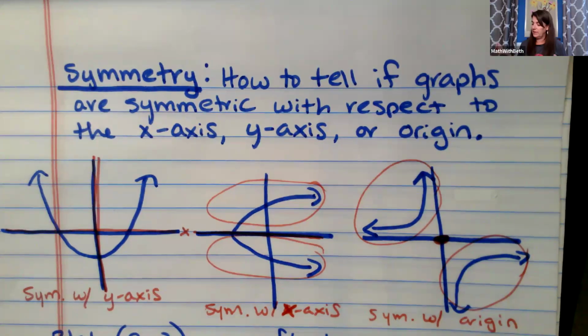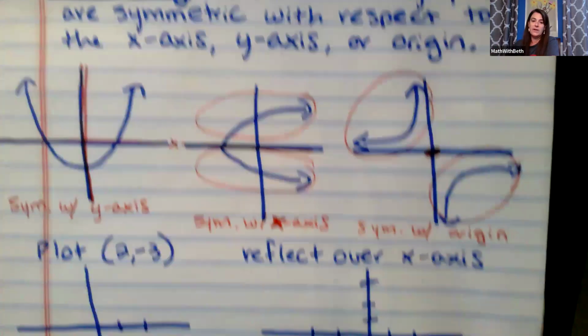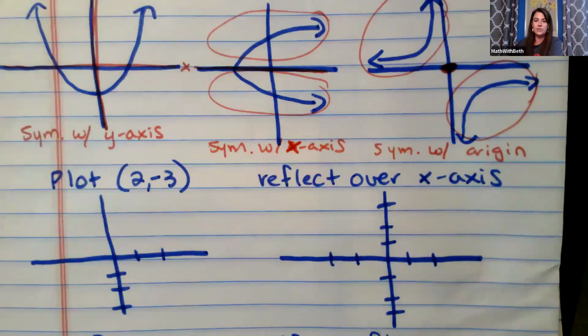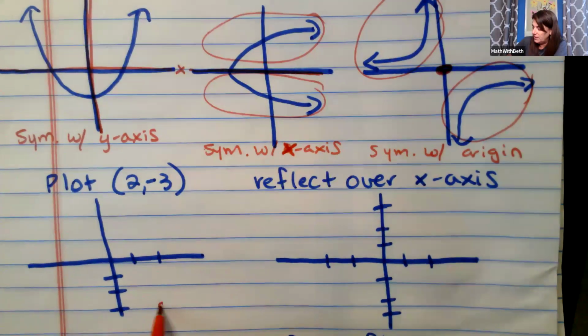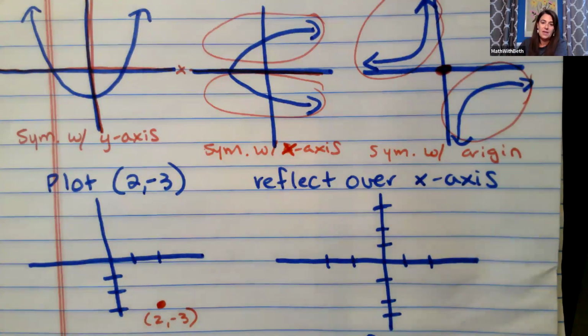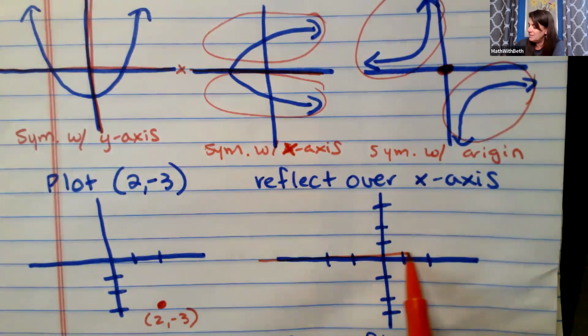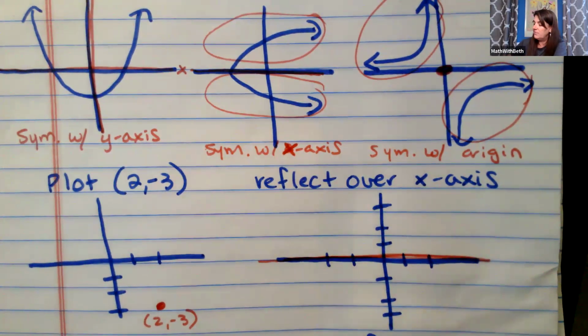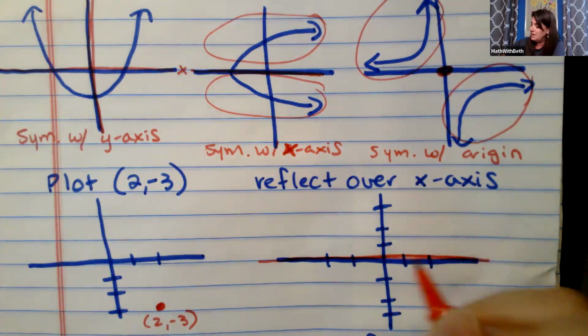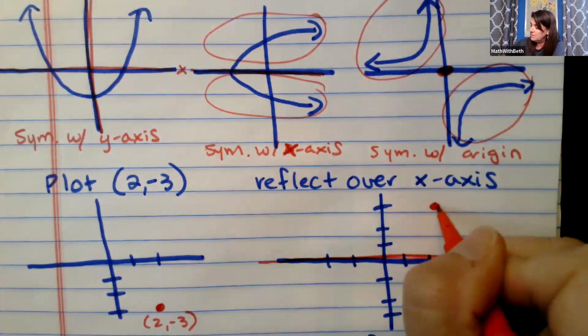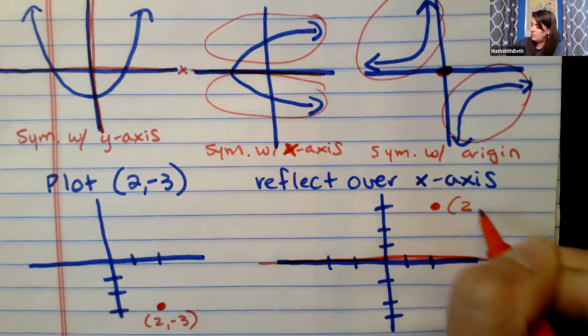Okay, so that's what they look like. So now let's talk about if we had a point and we wanted to do these reflections. So if I plot the point 2, -3, it would be here. If I wanted to take that point and reflect it over the x, it means flipping it over the x. So instead of being down here, it would flip up top, and it would be the point 2, 3.